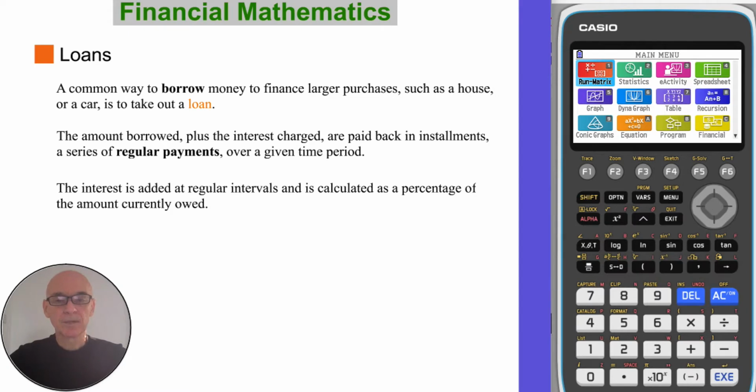A common way to borrow money to finance larger purchases, such as a house or a car, is to take out a loan. The amount borrowed, plus the interest charged, is paid back in instalments, a series of regular payments over a given time period. The interest is added at regular intervals and is calculated as a percentage of the amount currently owed.